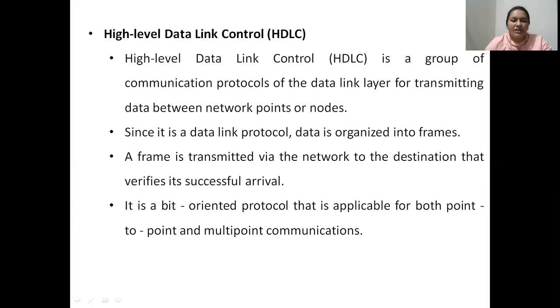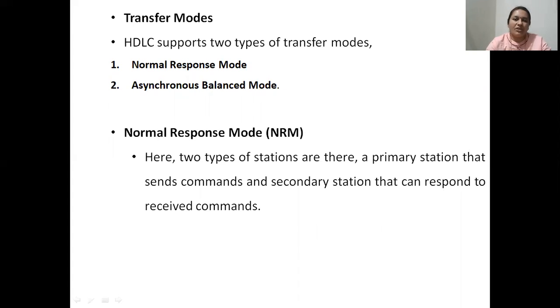Point-to-point communication means between the sender and receiver there is a dedicated link. There is only one sender and one receiver, and in between there is only one dedicated link. Whereas in multi-point communication, between the sender and receiver there are multiple links. There is more than one device for communication, and more than one pair of devices can communicate over such links. HDLC can support both point-to-point as well as multi-point communication.